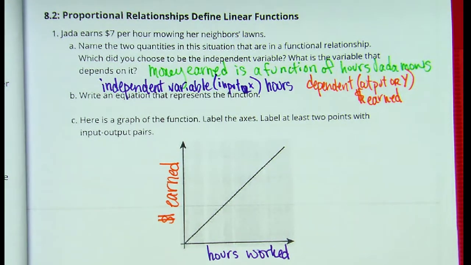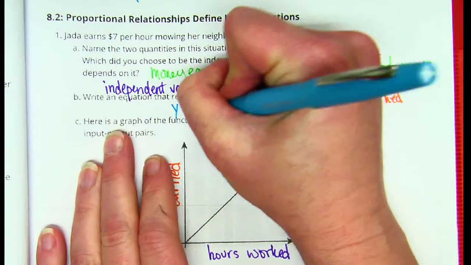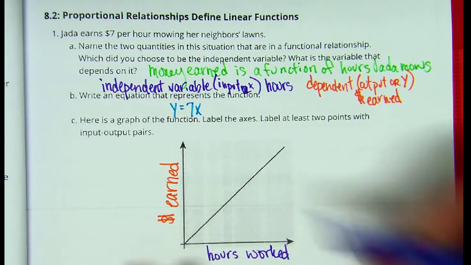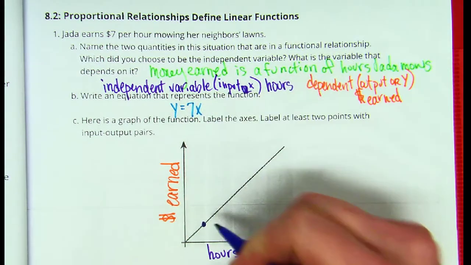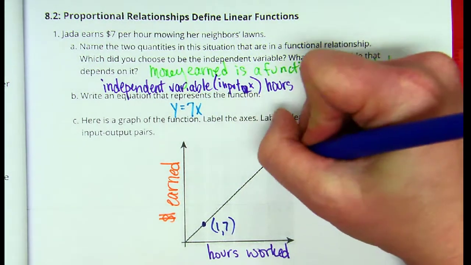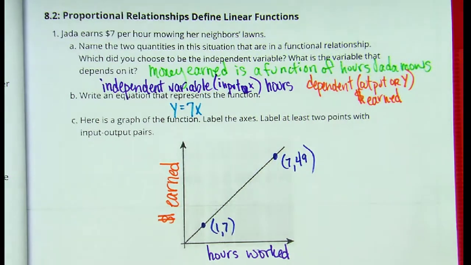An equation that would represent that function would be y is equal to 7 times x. We've labeled the axes, 2 points that would be on this line. If she works 1 hour, she's earned $7. If she works 7 hours, she's earned $49.